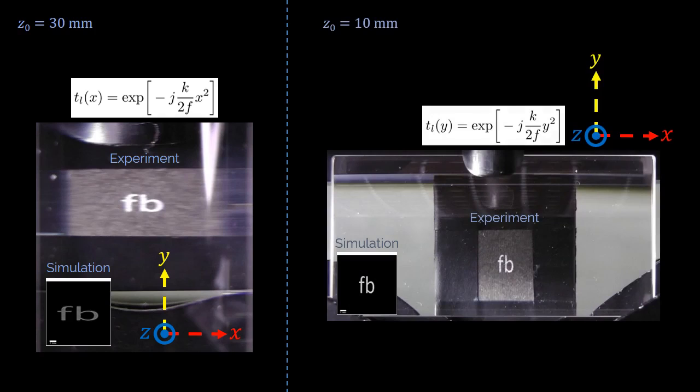For an input distance of 30 mm and a phase transformation t sub l of x, we see that the experiment result agrees well with the simulated one. For the other case, using a phase transformation t sub l of y for an input distance of 10 mm, simulation also agrees well with the experiment.